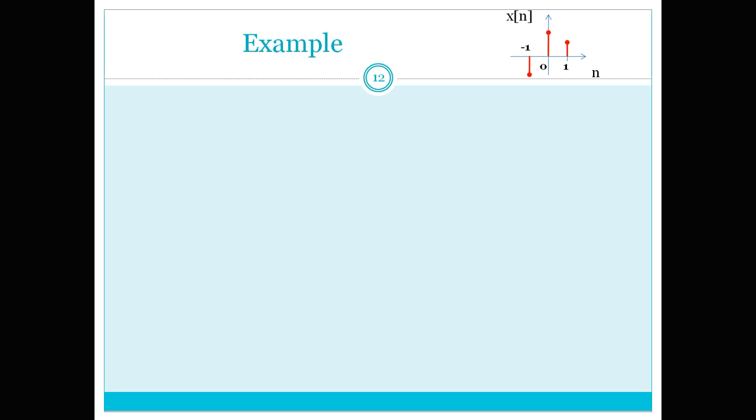If this is an example, so this is my x of n. The value of x of n at n equal to -1 is maybe minus 0.5, and at n equal to 0 is +1, and at n equal to 1 is plus 0.5, for example. How can I retrieve this? By using impulse response. Yeah, this is the formula.